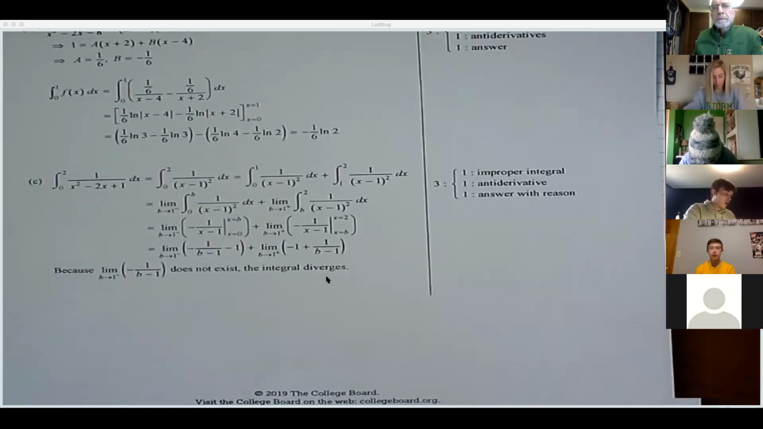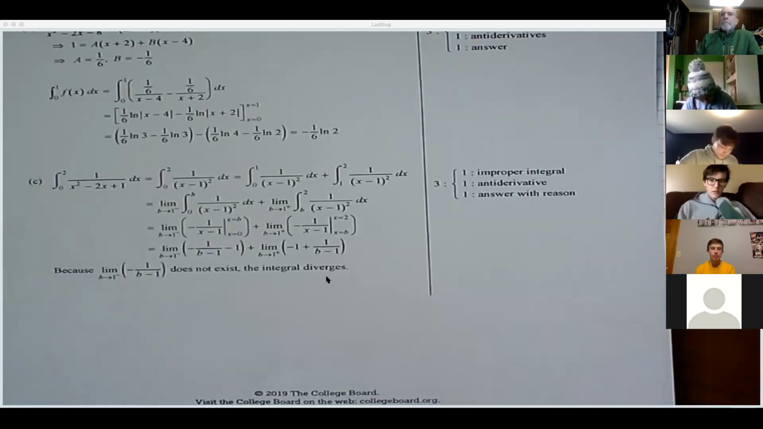So what if you took the antiderivative, but you didn't split it up into 2 integrals? You don't get the points. Okay. Do you have to take the limit from both sides? Because I only did the left just to show that it diverged. Yeah, you have to do it from both sides. Okay.